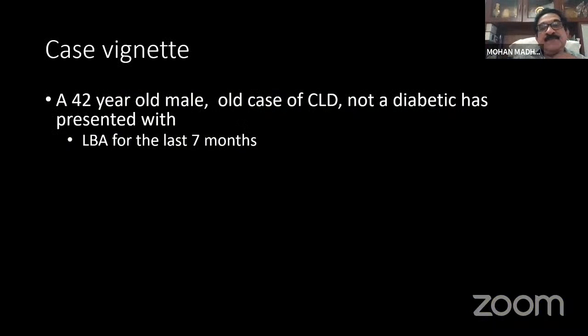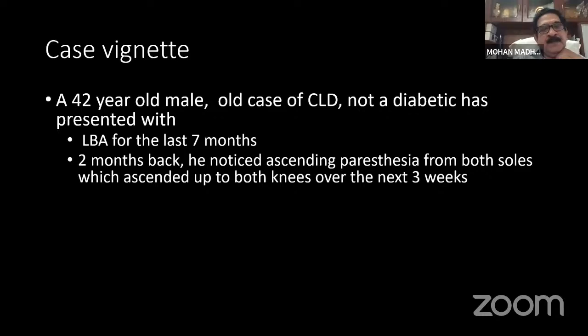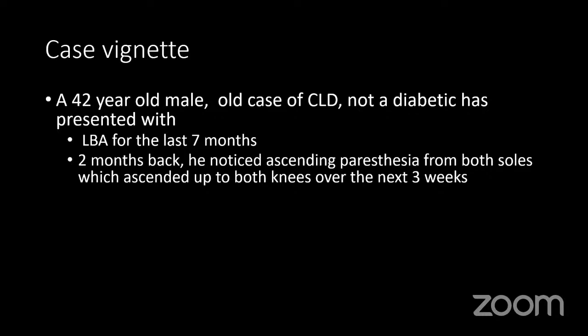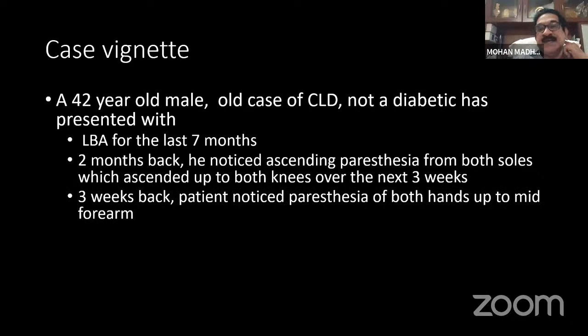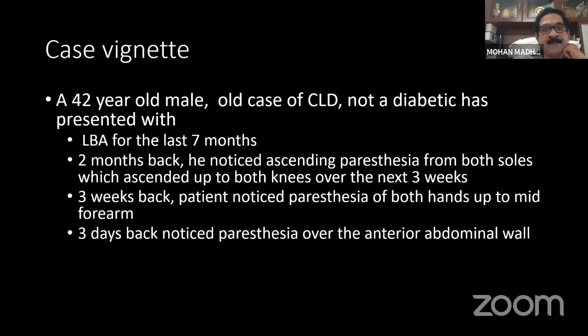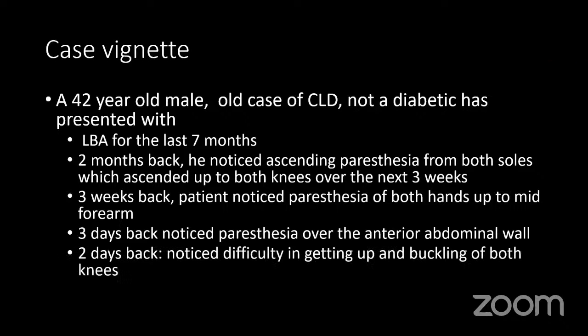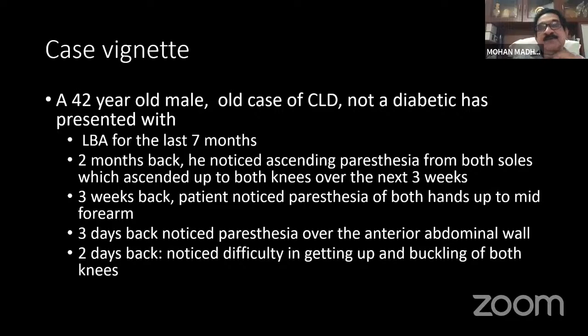So this 42-year-old male, an old case of chronic liver disease but not a diabetic, presented with low backache for the last 7 months. 2 months back, he noticed ascending paresthesia from both soles. 3 weeks back, paresthesia in both hands up to the mid forearm. 3 days back, he noticed paresthesia of the anterior abdominal wall. 2 days back, he noticed difficulty in getting up and buckling of both knees. This is the story of the patient.